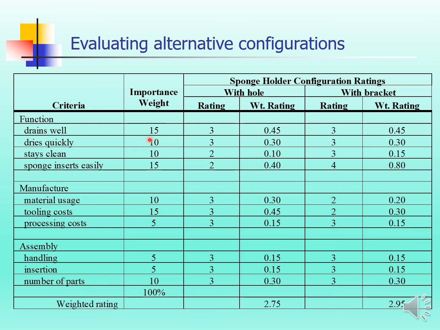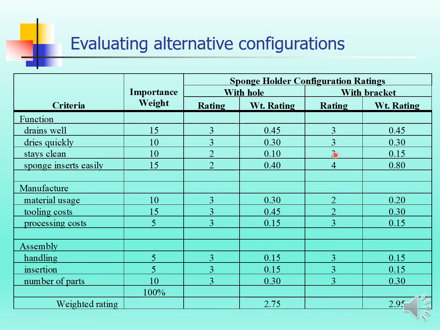For the weightage, we put in the numbers, which total up to 100%. Then we do the rating. In the example, the sponge configuration rating is first with a hole, and the second is with a bracket. With the hole, rating is 3, and the same 3 for the bracket. Dries quickly is 3, the same 3. Stays clean is 2 with the hole, and 3 with the bracket.